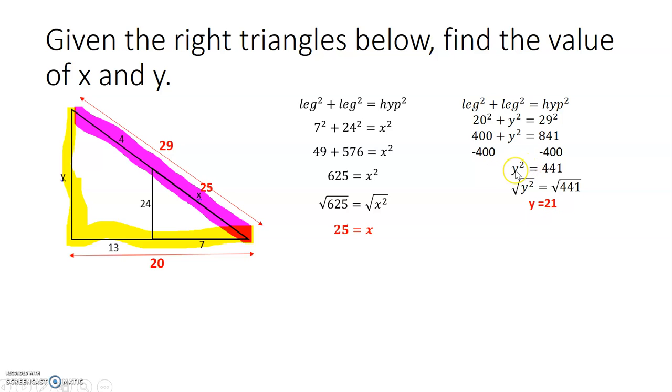But I need to get the y by itself, or I could think too, this is asking me what number squared is 441. And the opposite of squaring is to do the square root. When I do the square root, the square cancels out, so on the left-hand side I'm just left with y, and then when I do the square root of 441, I should just be left with 21. So then I'm given x equals 25, and I have y equals 21.